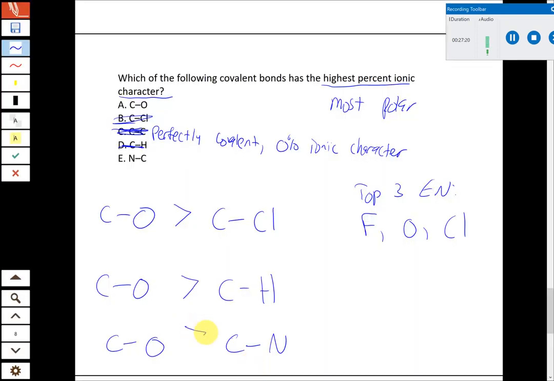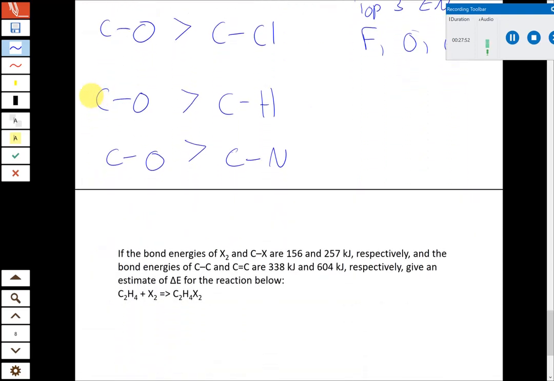All right, so that's going to be our biggest difference, which means of all of these bonds, the carbon-oxygen bond is the most polar or has the highest percent ionic character. So the only other bond that would be more polar than this that involves carbon would be carbon-fluorine. And that's where it's, again, helpful to remember the top 3 electronegativity values. All 3 of these are going to be covalent bonds, but then the carbon-fluorine would be the most polar, but that's not one of our answer choices here. Carbon-oxygen is the next most polar covalent bond involving carbon, and then carbon-chlorine. So those are helpful things to remember.